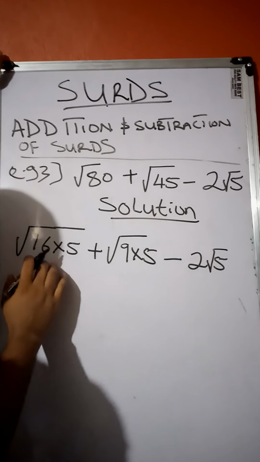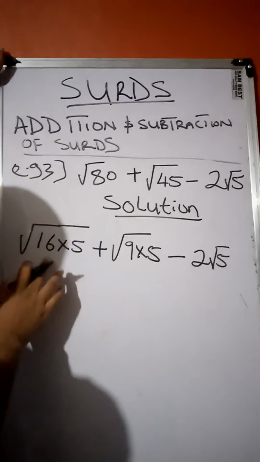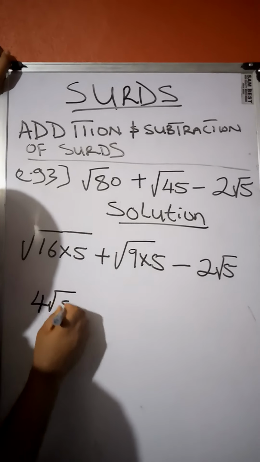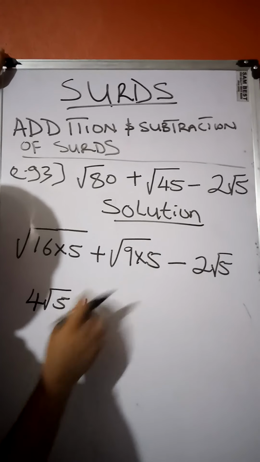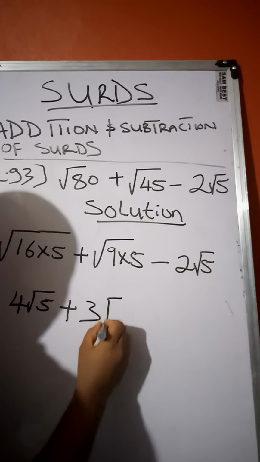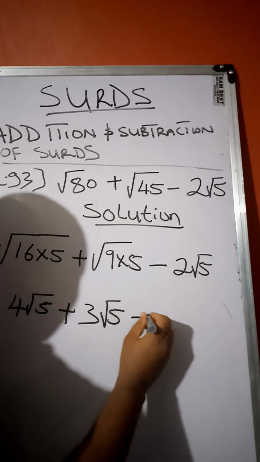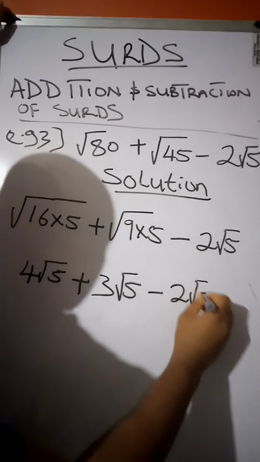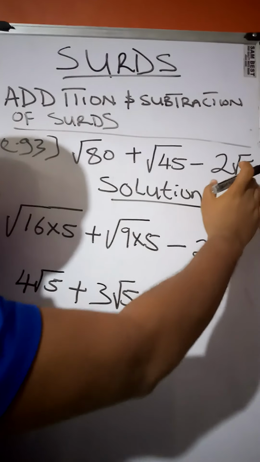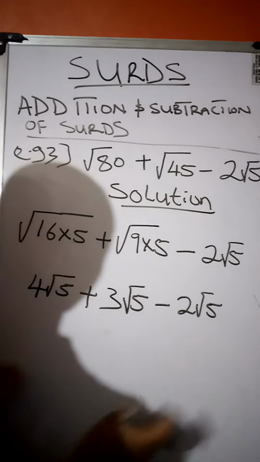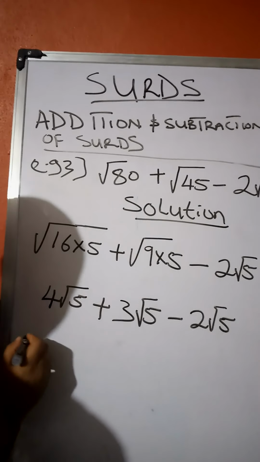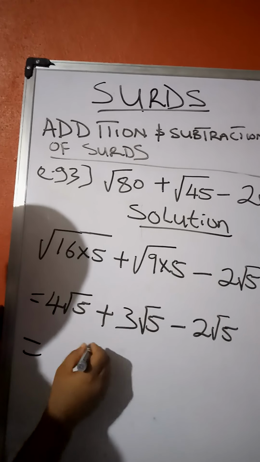So let's reduce these ones to their basic form now. Square root of 16 is what? 4. This is 4 root 5. Plus square root of 9, which is a perfect square, is what? 3 root 5 minus 2 root 5. So we've succeeded in reducing this question given to us to similar surds because all contain root 5. So I can factorize root 5 out. Let's factorize root 5 out.